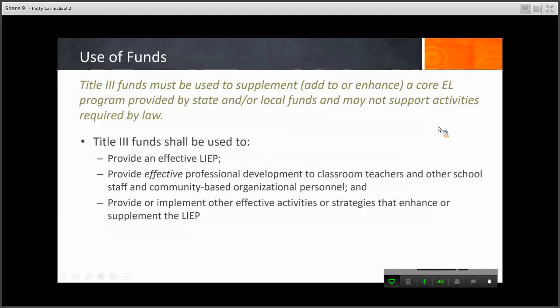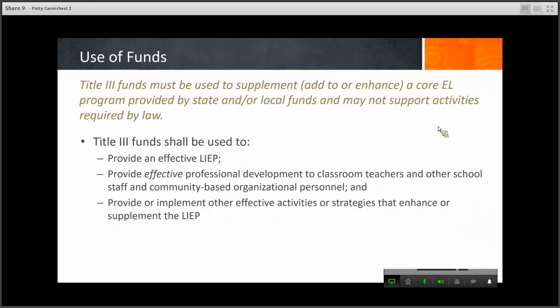Then we'll get into uses of funds. The first thing you need to understand for Title III funds is that it must be supplemental to a core EL program that you must already have in your district. That core program has to be funded by state or local funds, and you cannot spend Title III funds on anything that's required by law. That's federal law, state law, local law. So think about that when you are determining what activities and programs you are funding with Title III money.